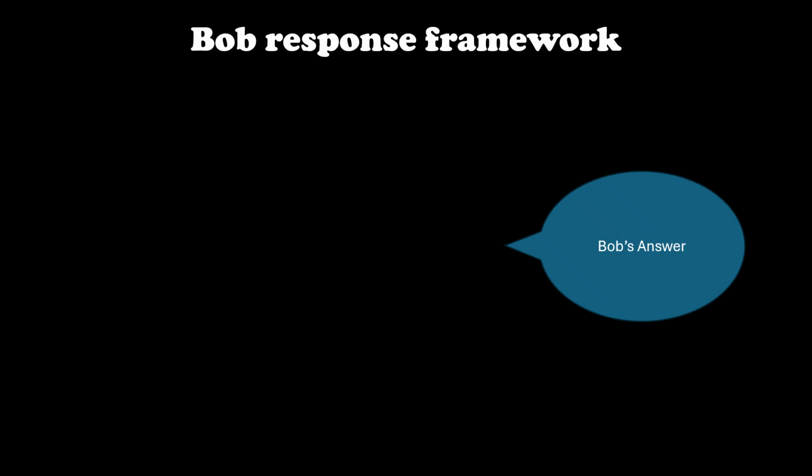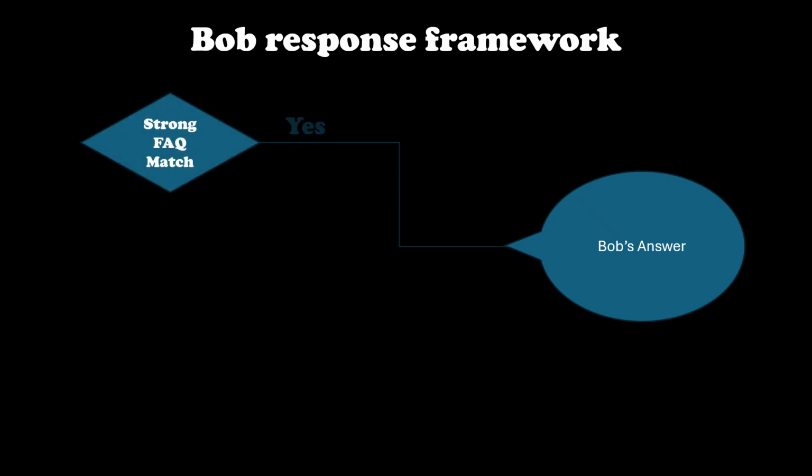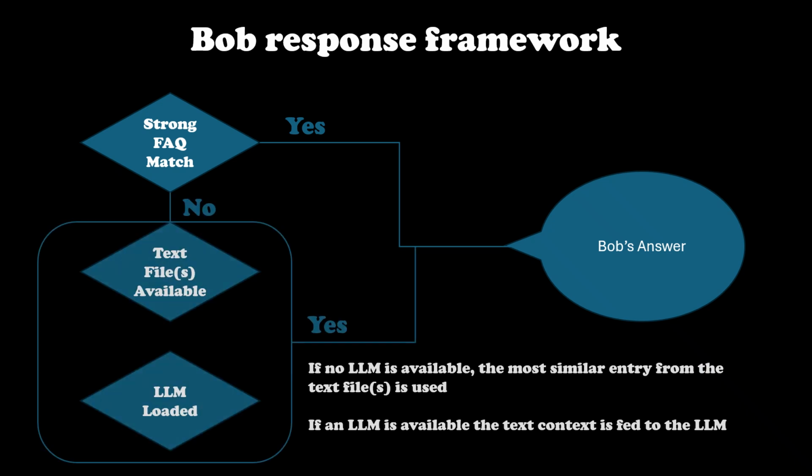If there is a strong FAQ response, it always takes precedence and is used for Bob's response. If there are text files to pull from and no LLM is loaded, the response is simply the best paragraph context match. If there is an LLM loaded, the text information is fed to the LLM in order to generate the best answer.